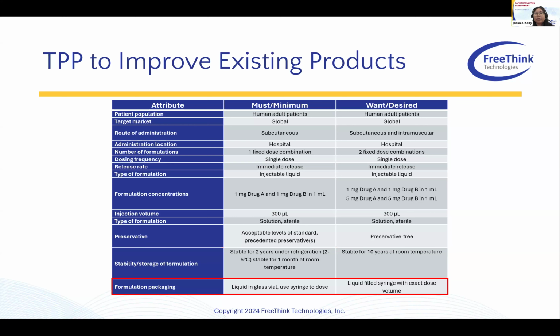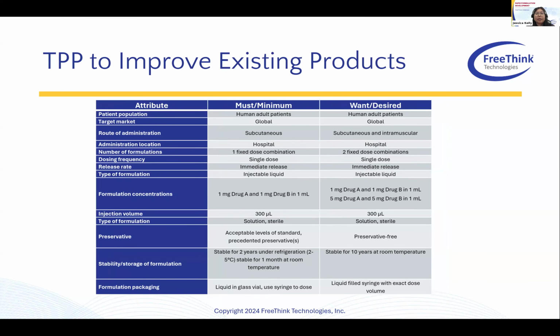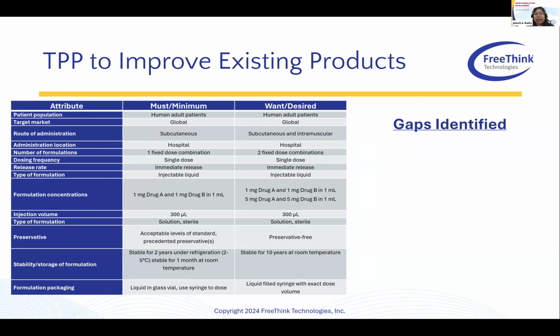And finally, for ease of administration, it is preferable to develop a formulation that is in packaging that contains the exact dosing volume, but to progress, we would need to consider the injectability of the formulation. And again, we see that developing the TPP has identified gaps that need to be addressed. So one of the considerations would be, do drug A and drug B interact with each other in a way that could affect the stability of the dosage form? And if they do, what challenges does this bring to formulation development?